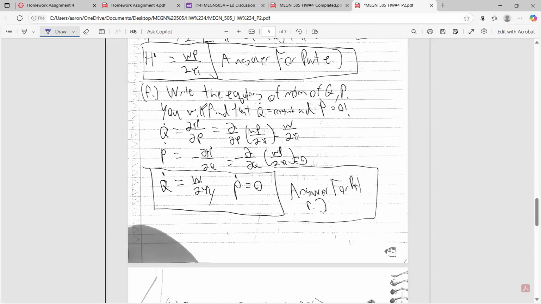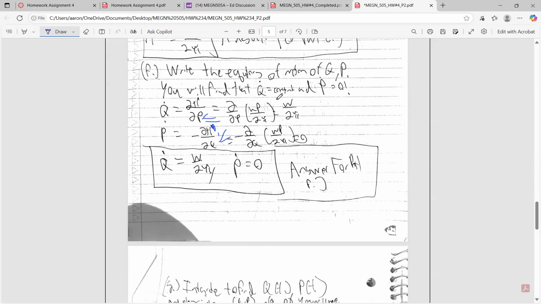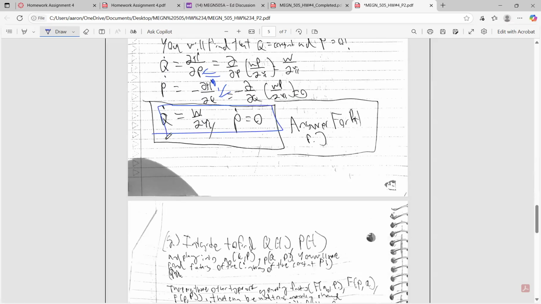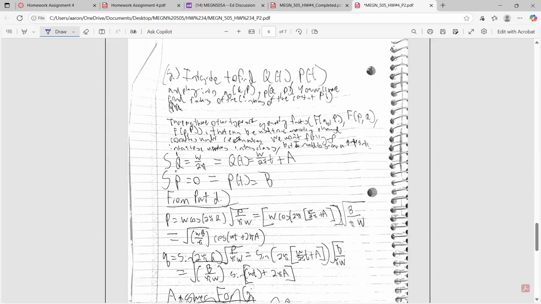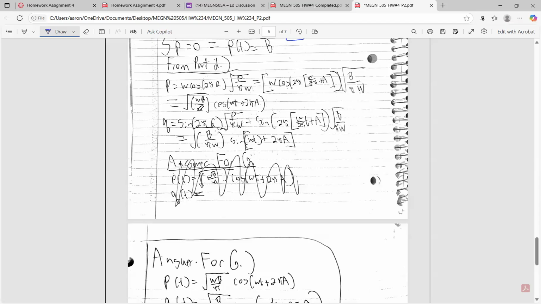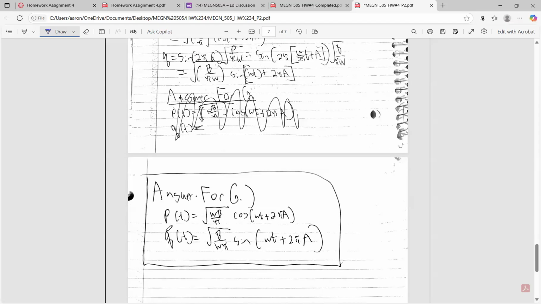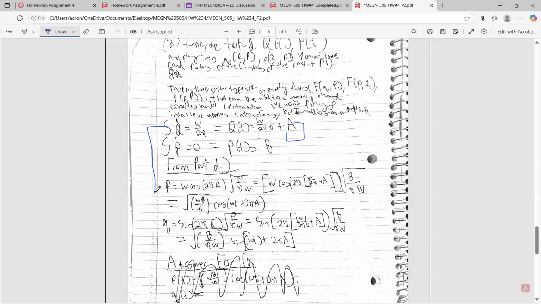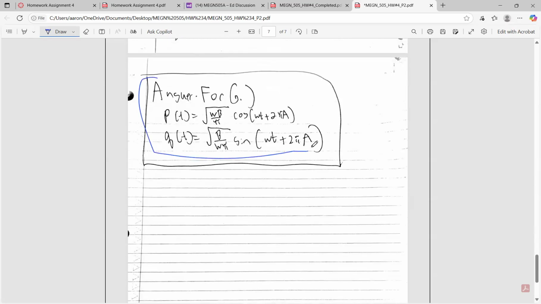From there, took partial derivatives relative to P, Q, of H. That's not what you would call that, but the derivative of H, got these two sets of equations. And then from there, basically integrated both of them, got constants, which would vary depending on your initial conditions. We weren't given any, so I solved for the constants. And then after plugging these back into the P and Q equations, I came up with a P of T and a Q of T equation.